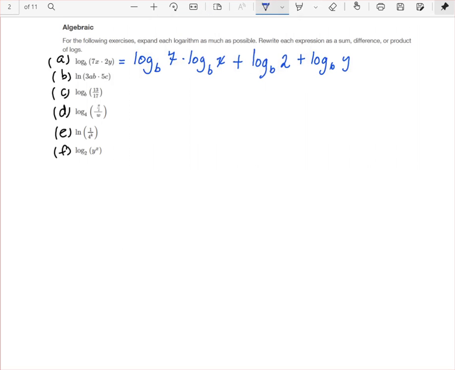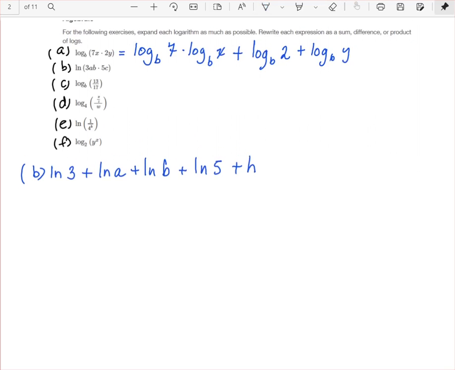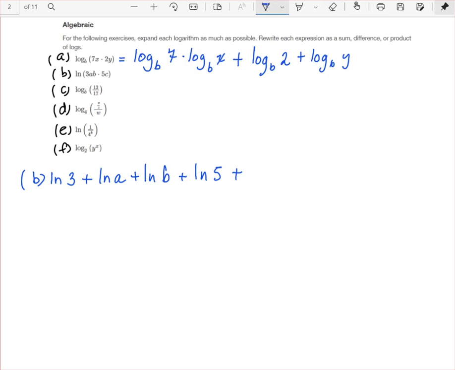Now for B it would be the same thing. You just expand it. This is why I recommend you pause the video. This is ln, so work it on your own, and then come back and check the answer, because it's exactly the same as the previous one. This would be ln of 3 and so on, like that. Now the other one is a division, so you would write it as a subtraction, like that.